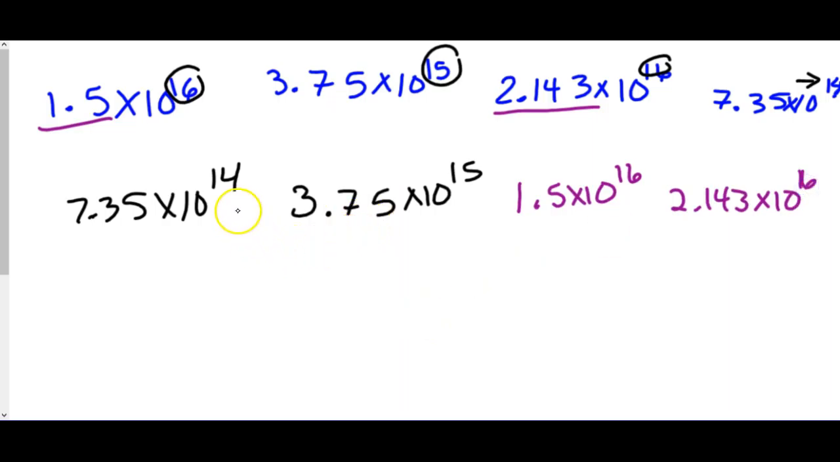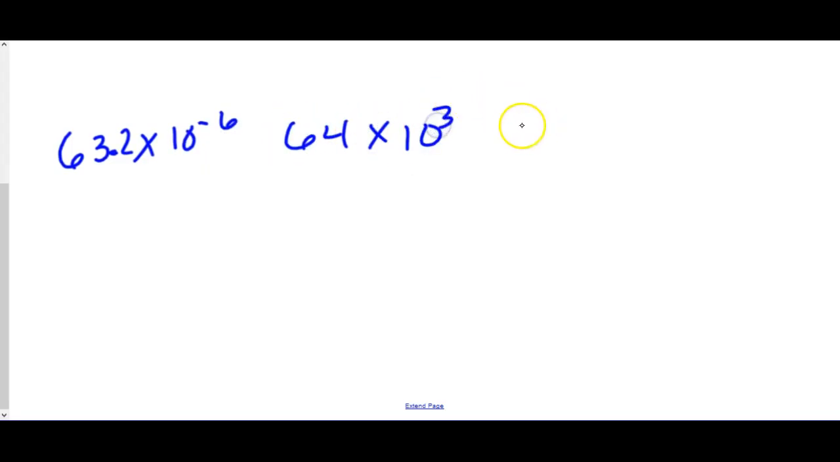So you can also take numbers in scientific notation and order them from least to greatest, even if they're not already in correct scientific notation. So let's say we have 63.2 times 10 to the negative 6, 64 times 10 to the third, 0.065 times 10 squared, and 6.37 times 10 to the negative 3.